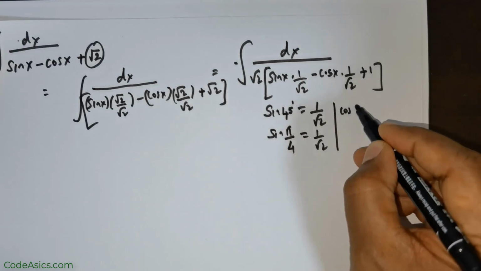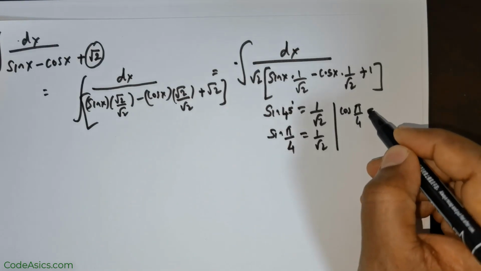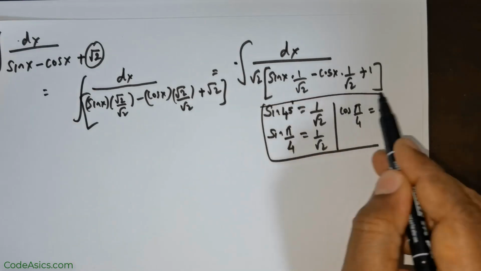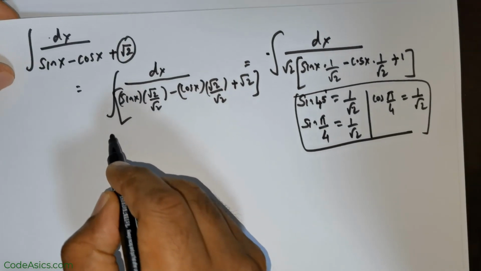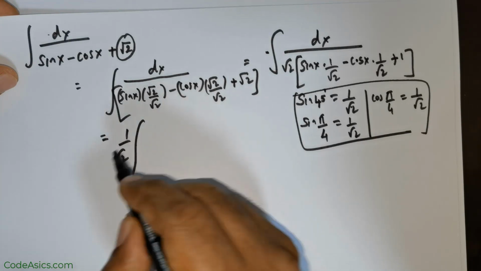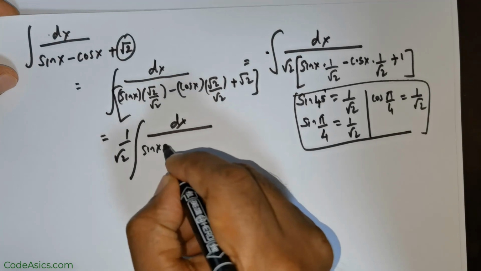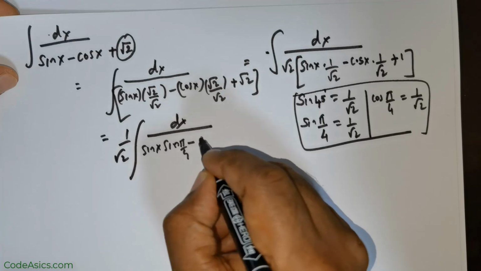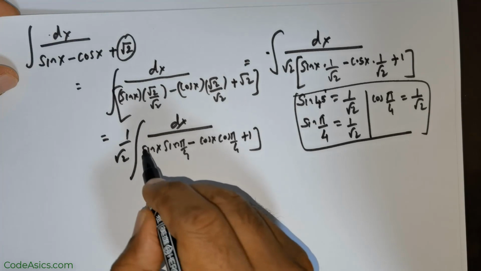Also cos pi over 4 is going to be cos 45, and cos 45 is 1 over root 2. So I would like to utilize this result over here. So this is equal to integral, there is a root 2 there, I'm going to rewrite it in this fashion, dx divided by sin x times sin pi over 4 negative cos x times cos pi over 4 positive 1.